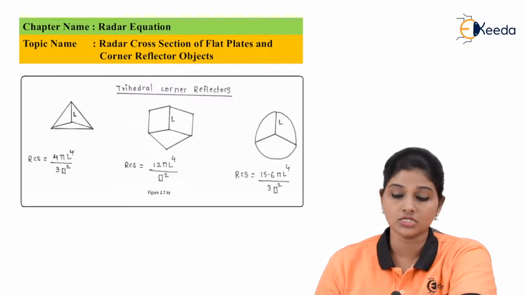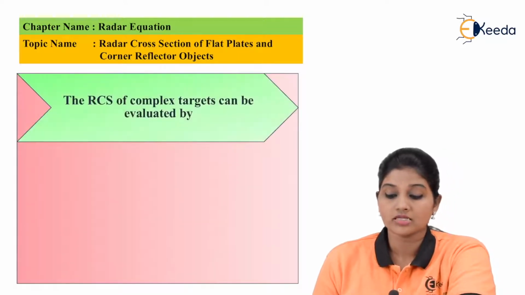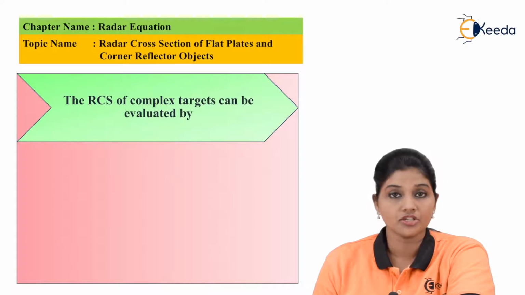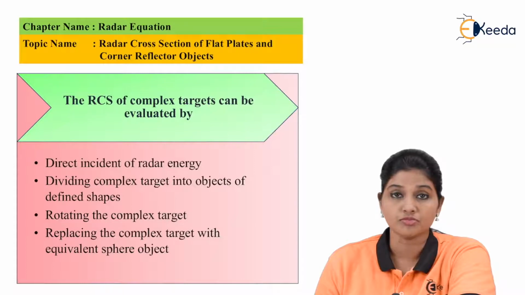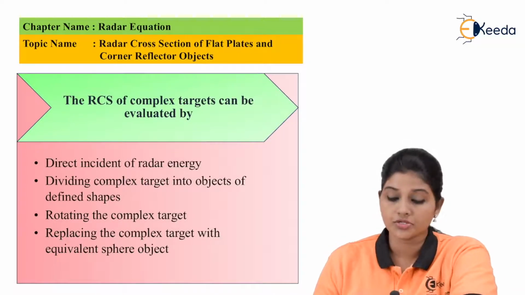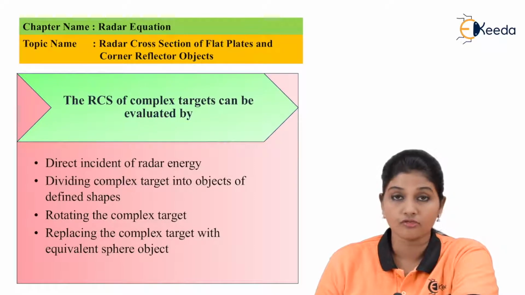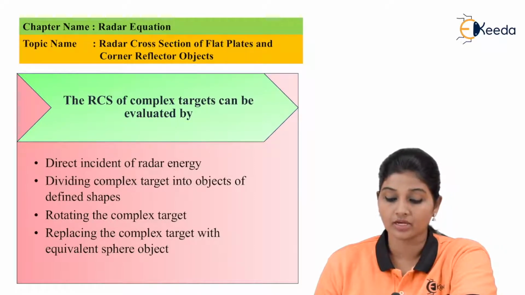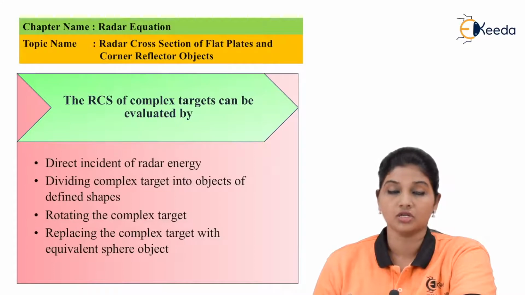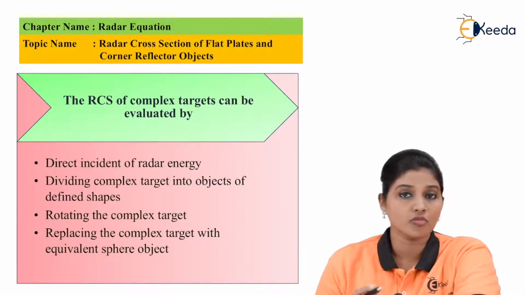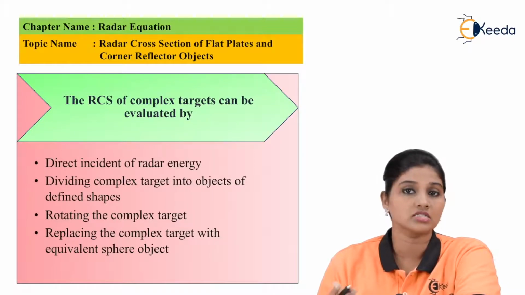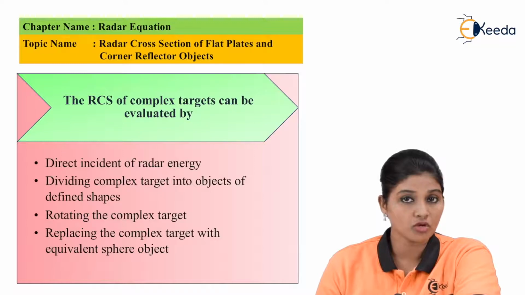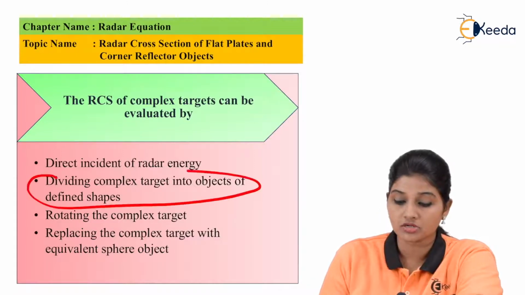So the first question is, the RCS of complex target can be evaluated by: option A, direct incidence of radar energy; option B, dividing complex target into objects of defined shape; option C, rotating the complex target; and option D, replacing the complex target with the equivalent sphere object. So when we divide the complex object into smaller shapes whose RCS is defined, then we can easily find out the RCS of the complex system. So for this question, option B is the right option.